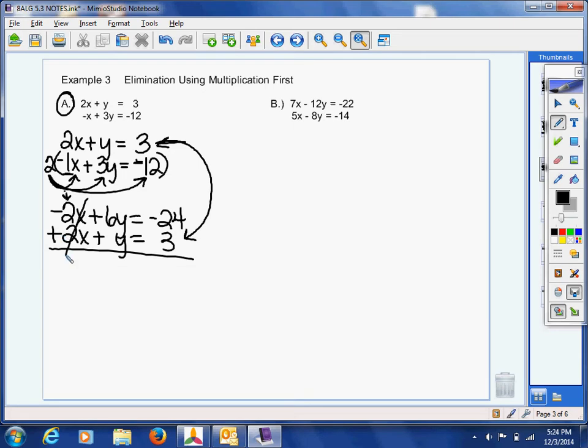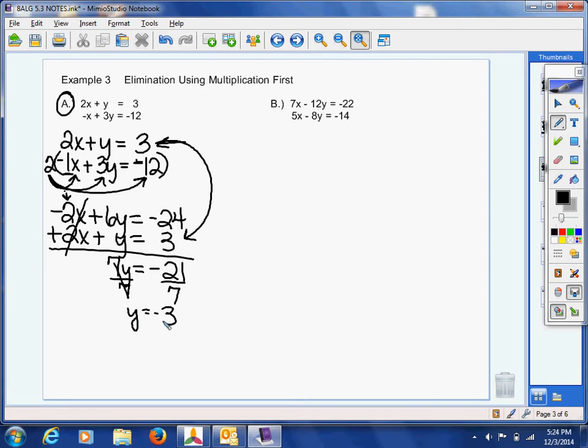So let's do 6y plus 1y, that's 7y. And negative 24 plus 3 is negative 21. Then divide each side by 7. And we've got y is negative 3. Perfect. Beautiful. Couldn't ask for better.